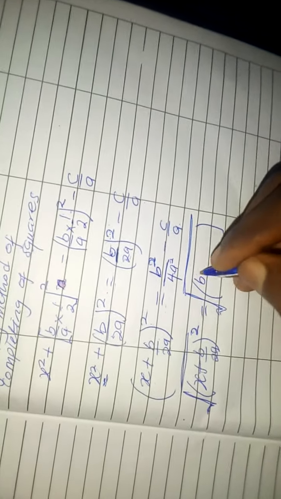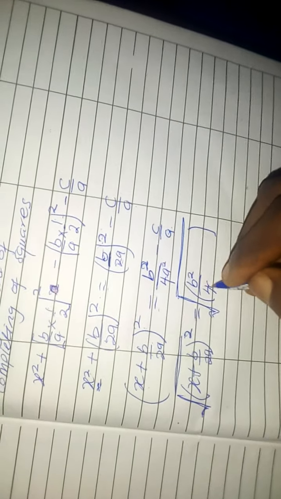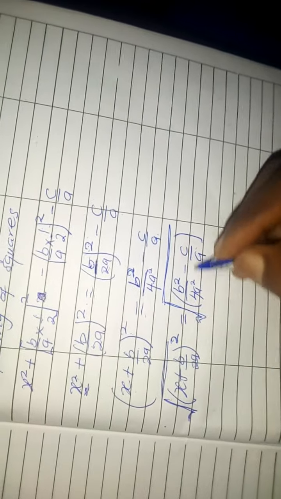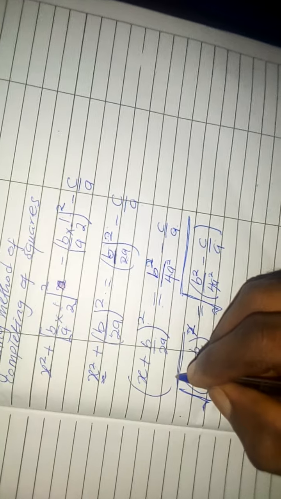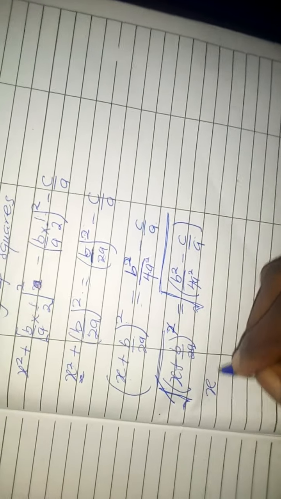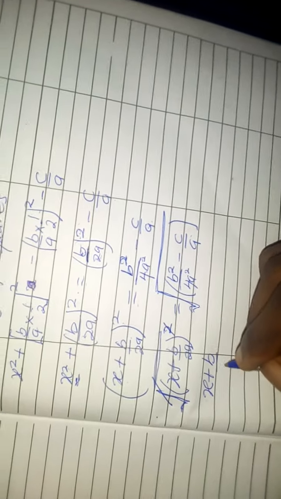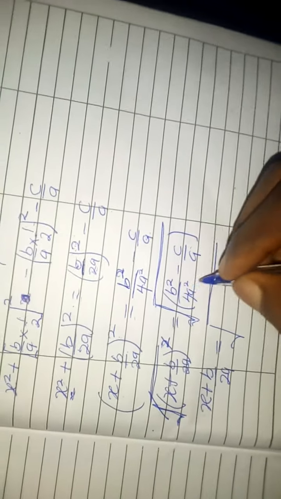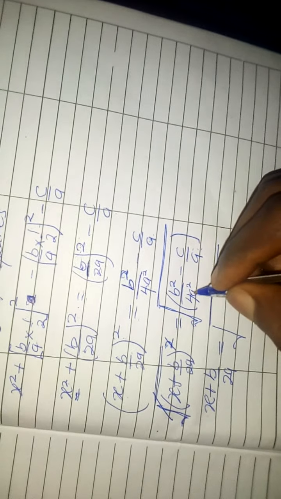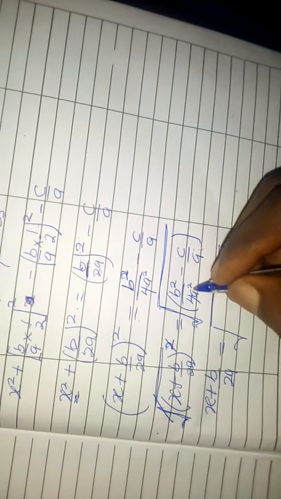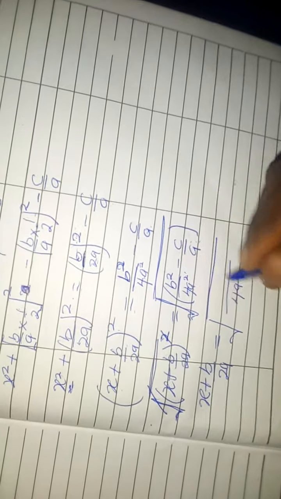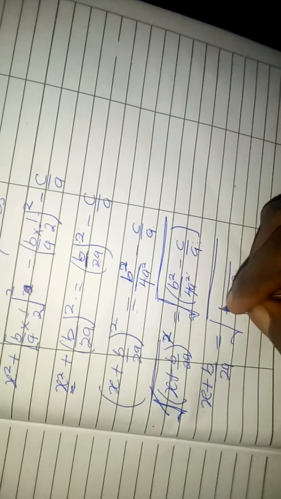Leaving behind, we have b squared over 4a squared minus c over a. We can find the LCM of this. Now the square can cancel the square root sign, leaving behind x plus b over 2a is equal to. Now let's find this before we come to the square root sign. Let's find the LCM of this and this. What's the LCM of 4a squared and a? The LCM of 4a squared and a is the same as 4a squared. 4a squared can go into 4a squared one time, just one.